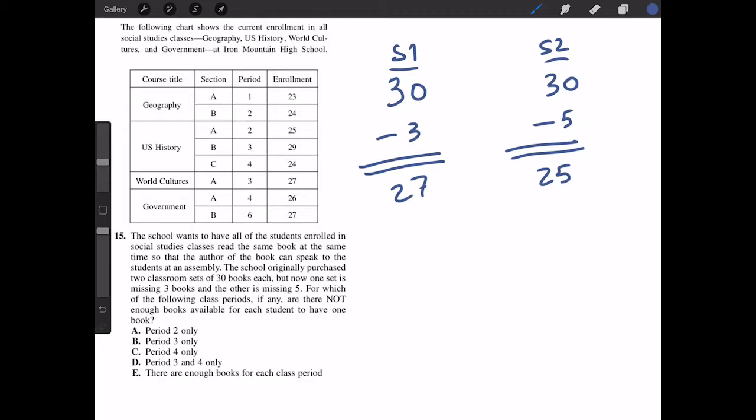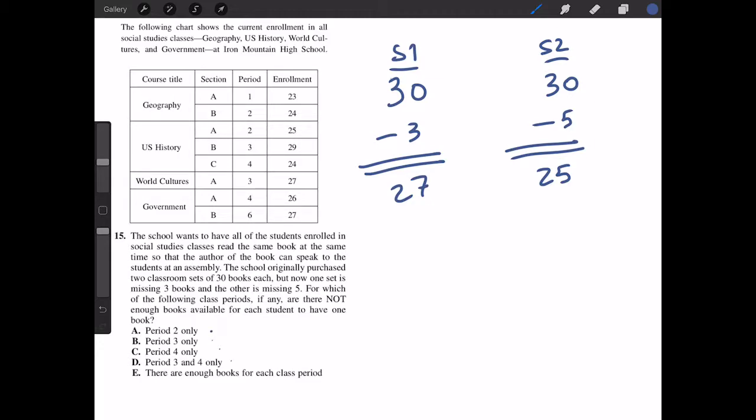For which of the following class periods, if any, are there not enough books available for each student to have 1 book? In other words, you're going to have students go into a classroom because you have these classroom sets for these books. We want to know if there's going to be an issue with any one of these classes. We wouldn't have enough books for everybody.